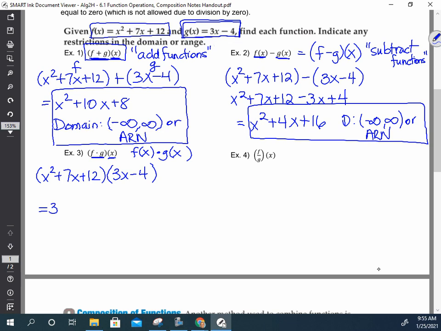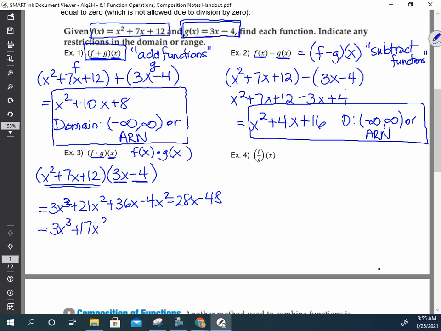So if you distribute, you have 3x to the third, plus 21x squared, plus 36x, minus 4x squared, minus 28x, minus 48. Took the first expression, multiplied it times 3x. Took the first expression, multiplied it times negative 4. That's what you have. Now you combine like terms. Plus 8x minus 48.